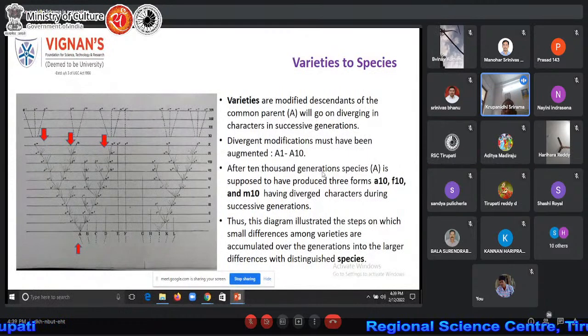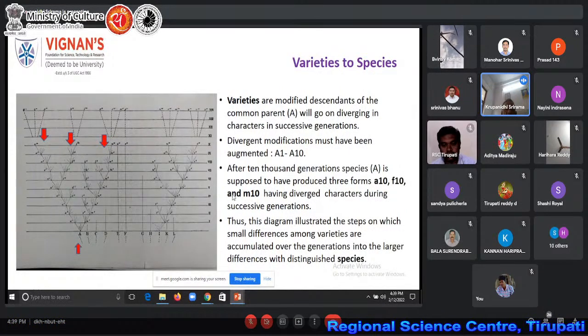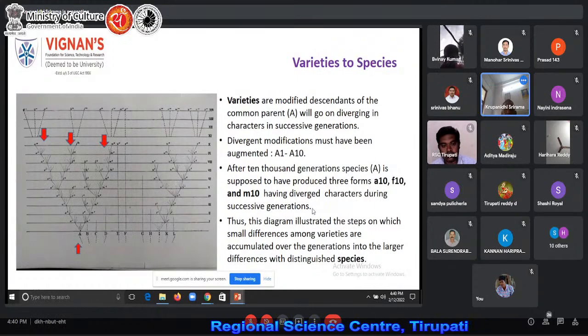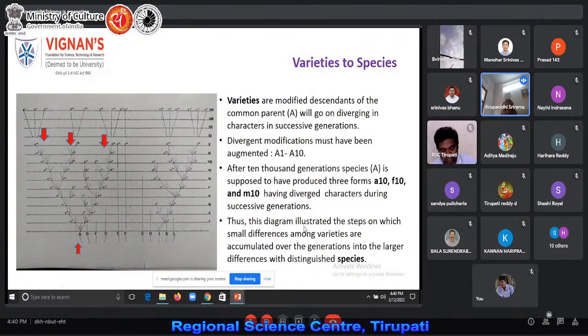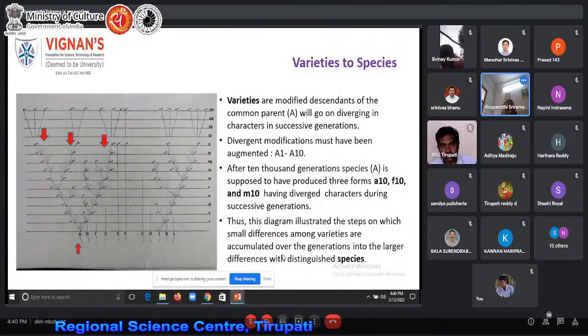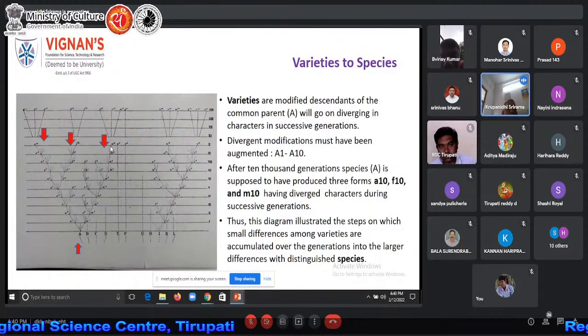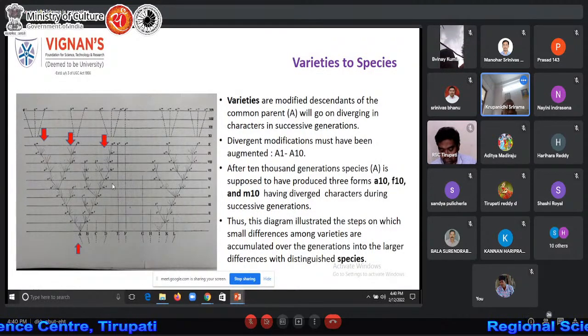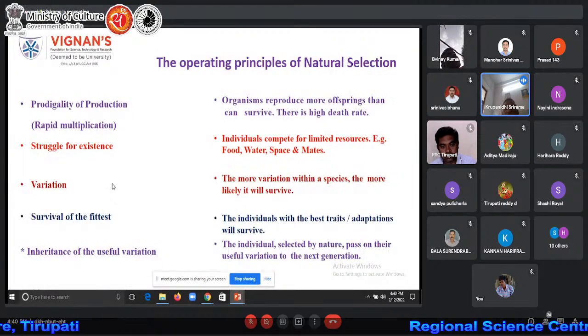So after 10,000 generations, species A is supposed to have produced 3 forms here, as I mentioned earlier: A10, F10, and M10, having divergent characters during successive generations. Thus this diagram illustrates the steps by which small differences among varieties are accumulated over the generations into larger differences that distinguish species. So this diagram is a good explanation of natural selection, adaptation, and varieties manifesting in biological species.